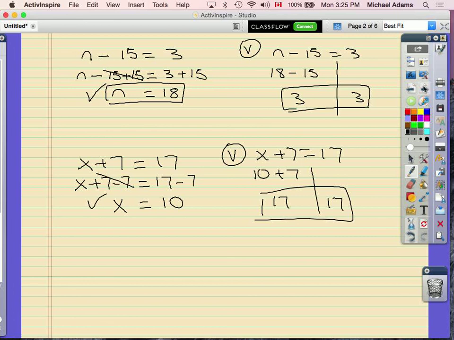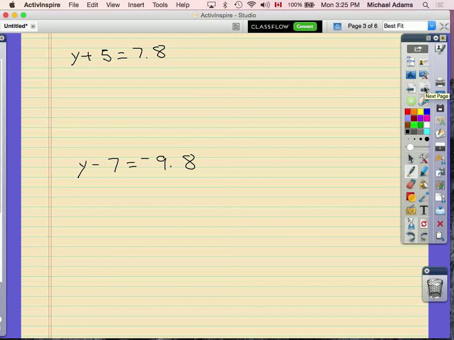Okay, let's take a look at another couple examples. This time, we're going to work with decimals. The process is still the same. Don't worry if you have decimals. Okay, don't worry if you have positives or negatives. The process is still the same. So here I have y plus 5 equals 7.8. So here's a plus 5. That's being added to y. What's the opposite of a plus 5? That's a minus 5. And what I do to one side, I do to the other.